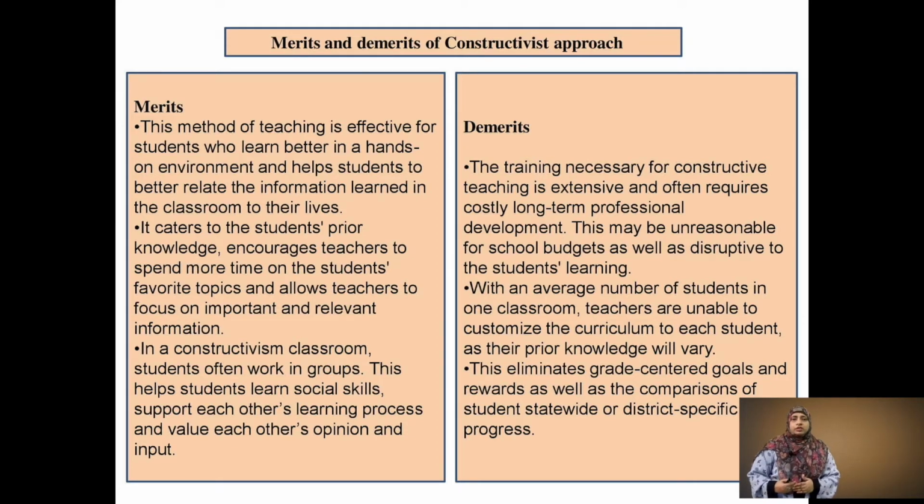The next disadvantage is with an average number of students in one classroom, teachers are unable to customize their curriculum to each student, as their prior knowledge will vary. For example, one student may have more information related to it previously. Few students may have little information. So, it will be very difficult for a teacher to know how much the child knows beforehand related to this new information which I am going to provide. So, that type of thing will not happen when the average strength is there in the classroom.